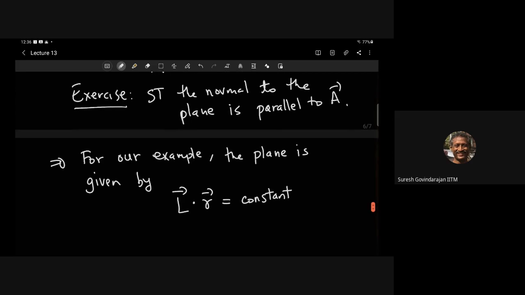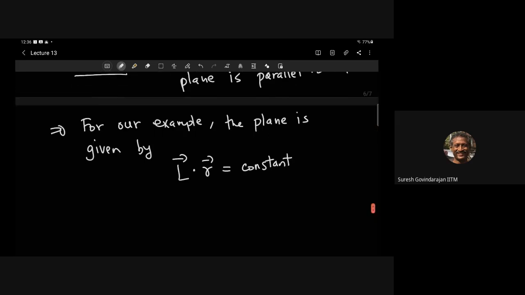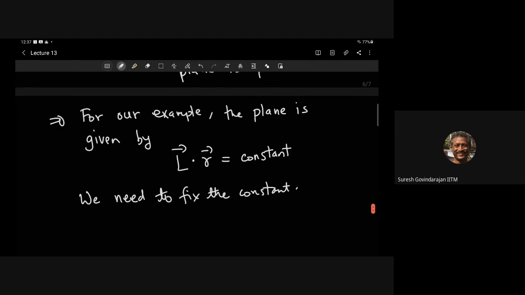Now we still need to fix the constant. What is the constant? Somebody said 0, which is correct. How do we see that? L is R cross P. Exactly. Since L is R cross P, this just becomes 0.